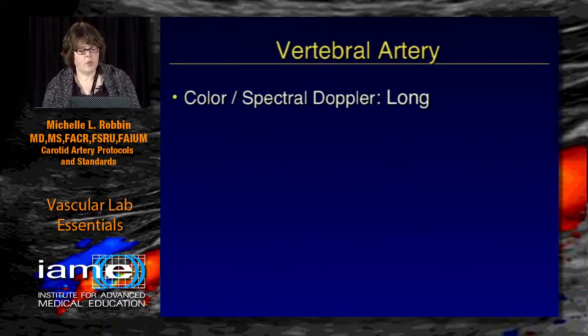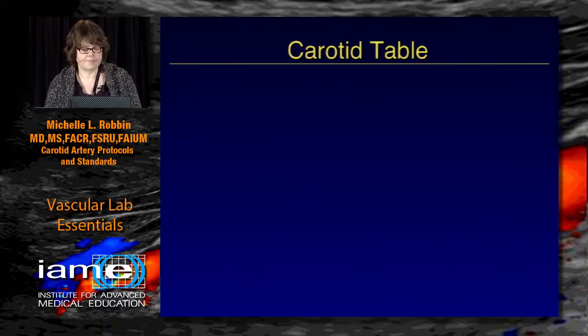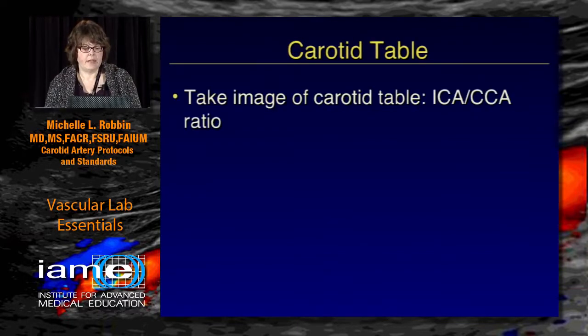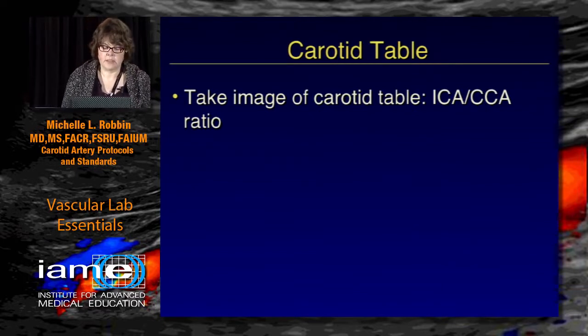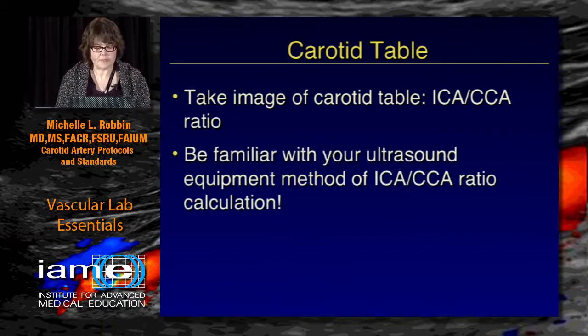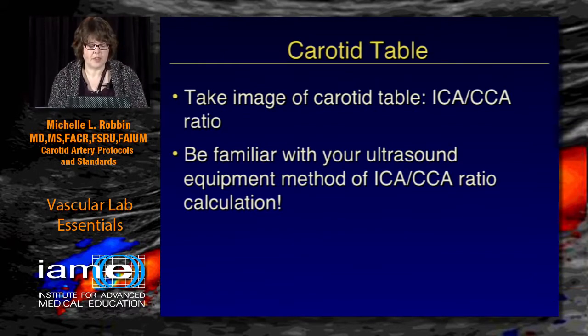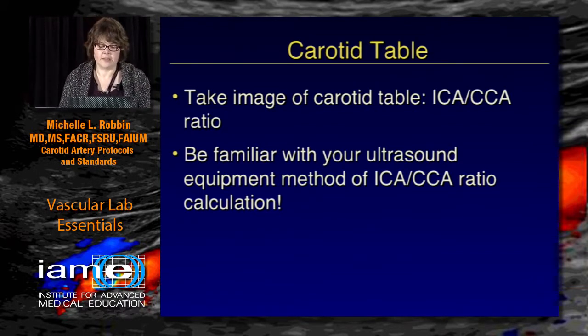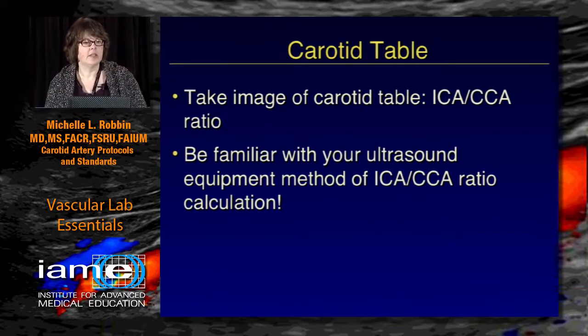The vertebral artery, we really don't look at that in the grayscale. Sometimes it's quite challenging to see, so we really just look at it in color and spectral Doppler in the longitudinal plane. And then we always take an image of the table. All of these ultrasound devices have tables on them that will calculate the ratios automatically.